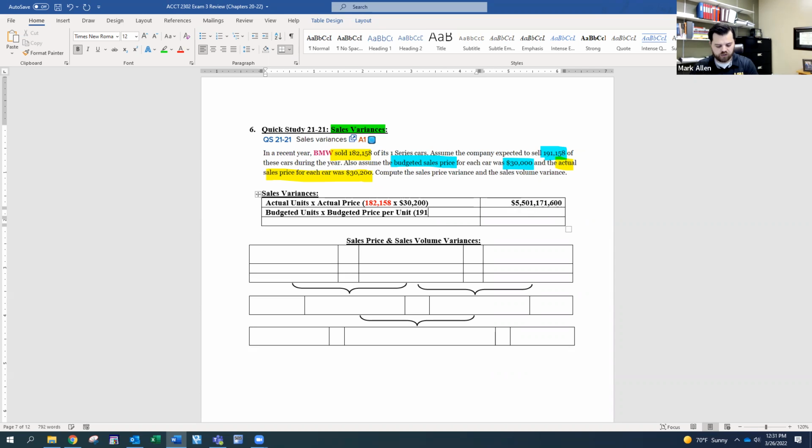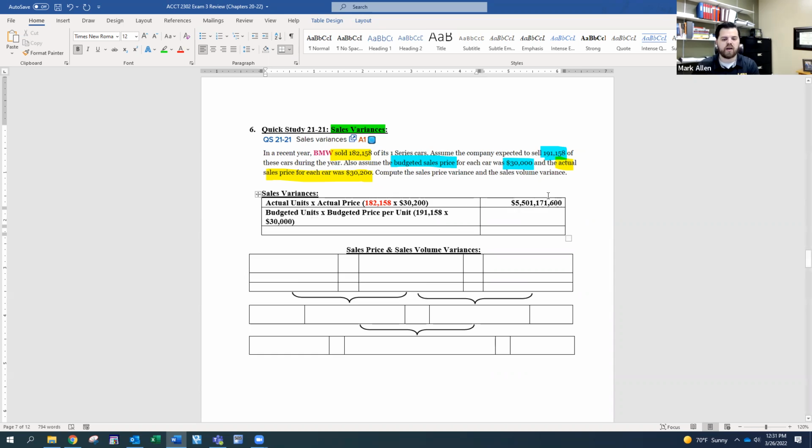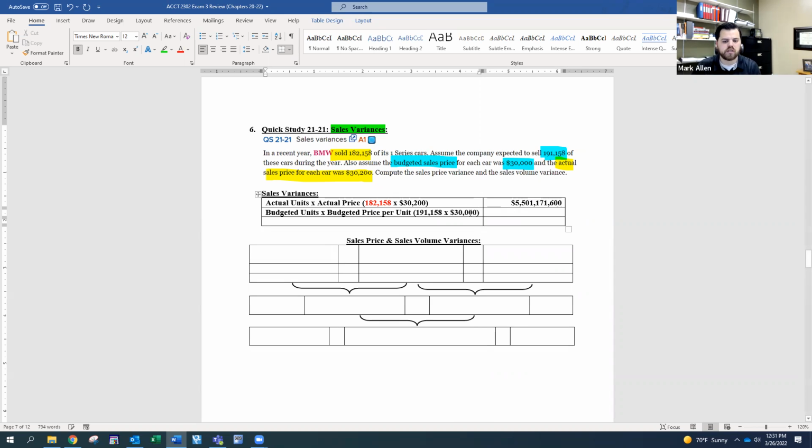In this case, that's 191,158 times $30,000. See if we can fit our parentheses. Didn't quite fit. Okay, that's fine. We'll adjust the margin just a little bit.